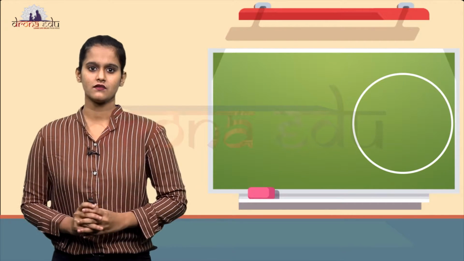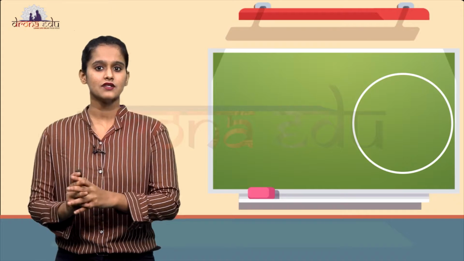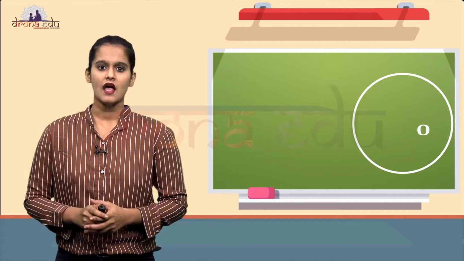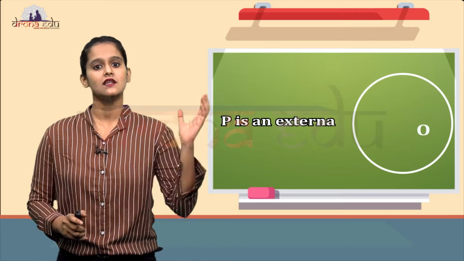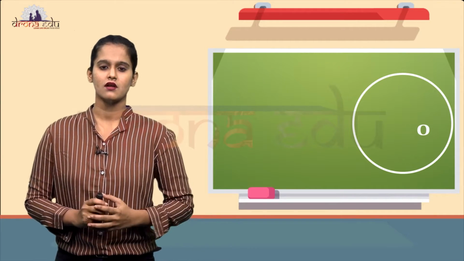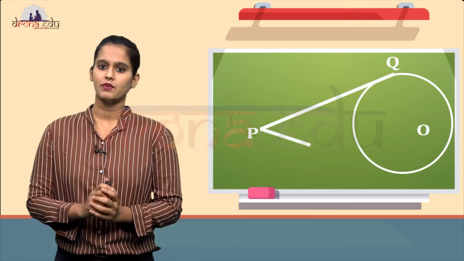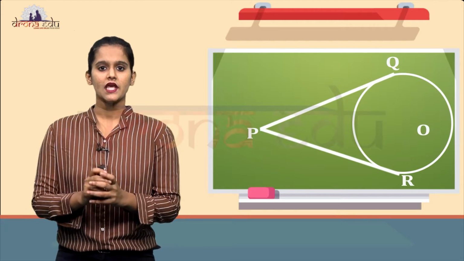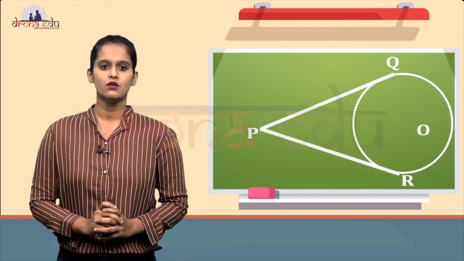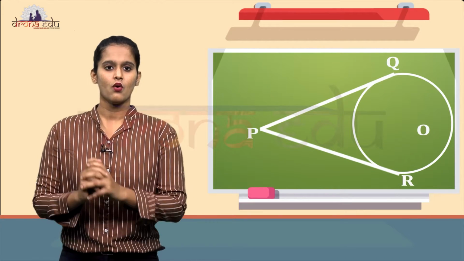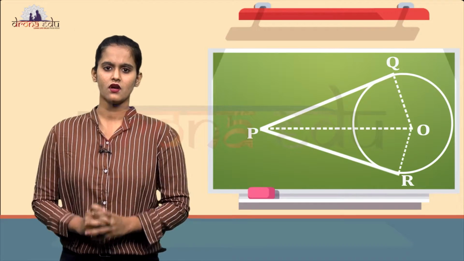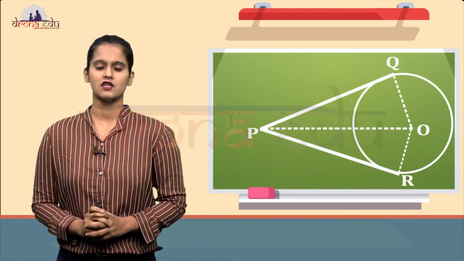So what is given? Here the circle is given with center O, and P is an external point, and from P we are drawing two tangents, which are PQ and PR. So I can say that PQ and PR are the tangents. Now we can join OQ, OP and OR. Okay, so this is a small construction we did.